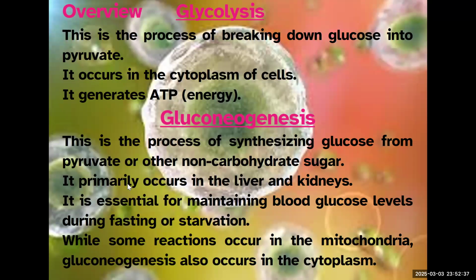So let's have a look and learn what glycolysis is. Glycolysis is the process of breaking down glucose into pyruvate molecules. This is happening in the cytoplasm of the cell, outside the nucleus, and it generates ATP molecules to support the cell with energy. Let's have a look at this process.